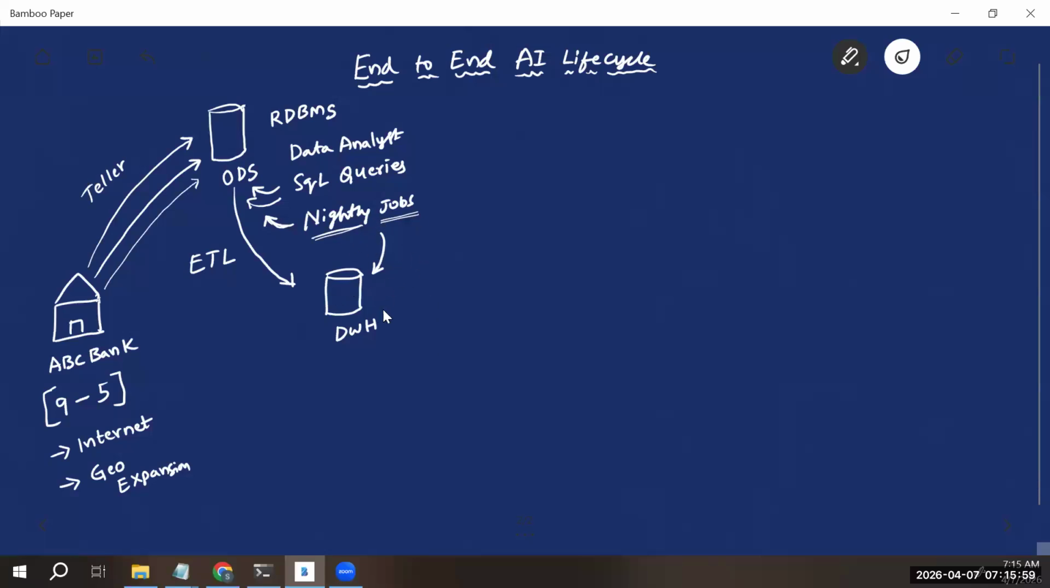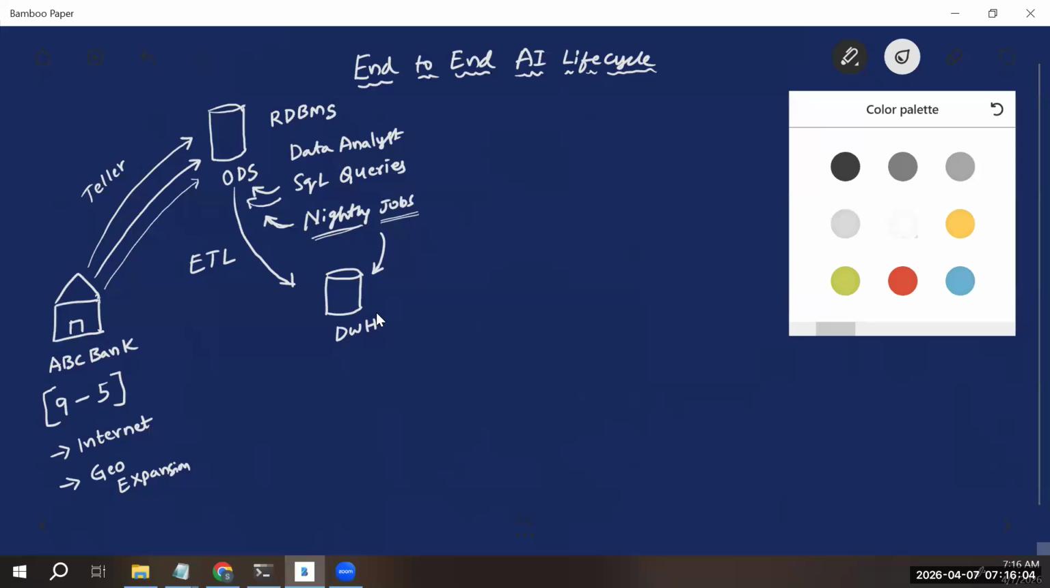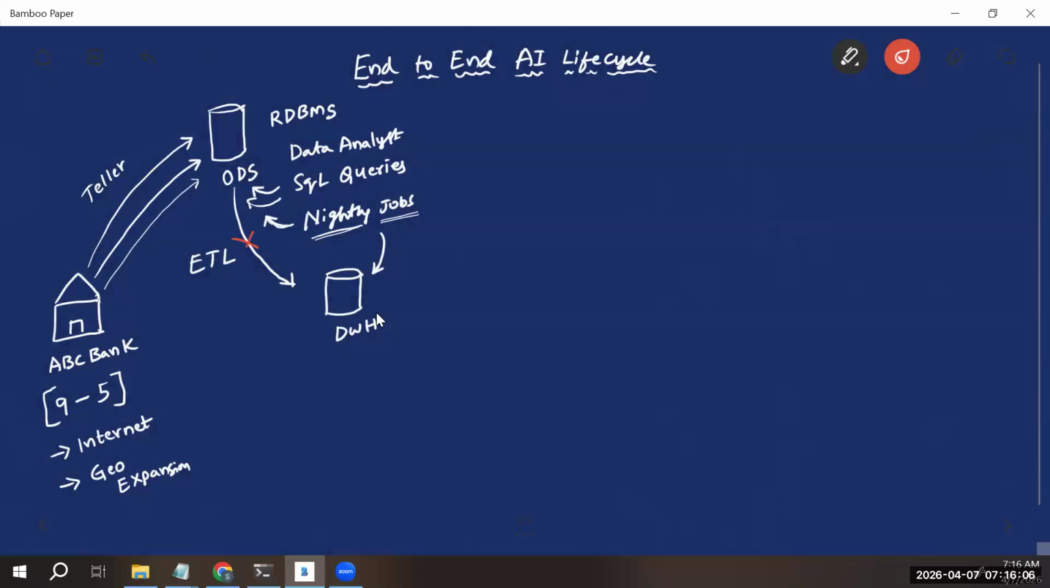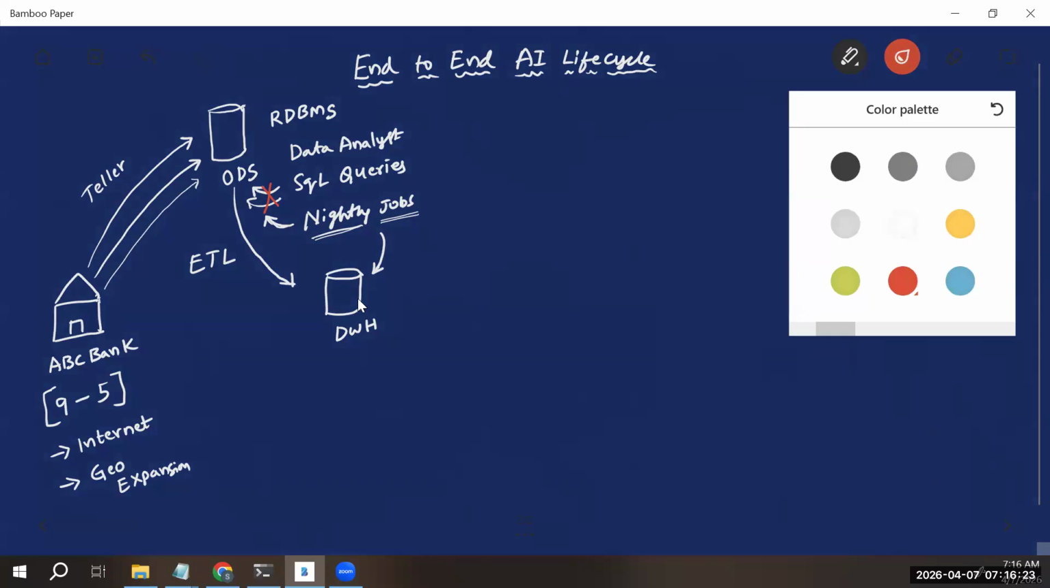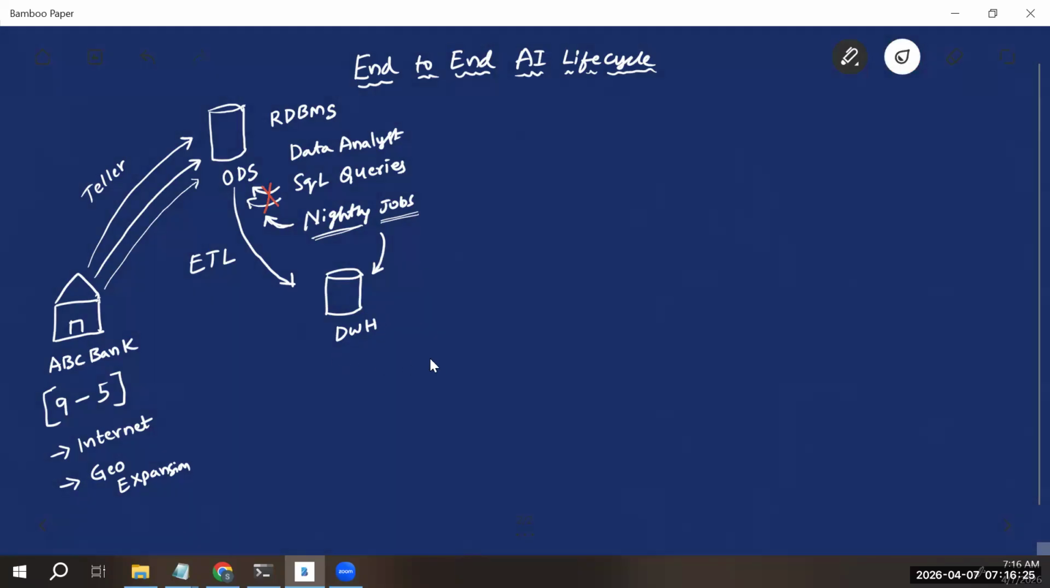So typically the jobs used to run on warehousing tables and then they used to get discontinued on the ODS table. So no longer ODS queries directly running on the warehousing queries. So that is a typical step.